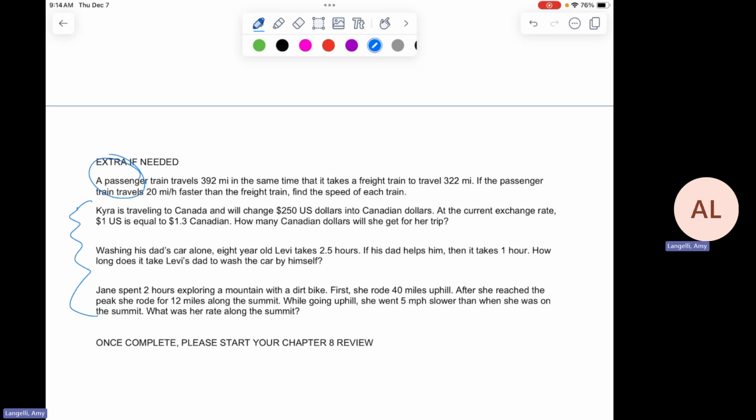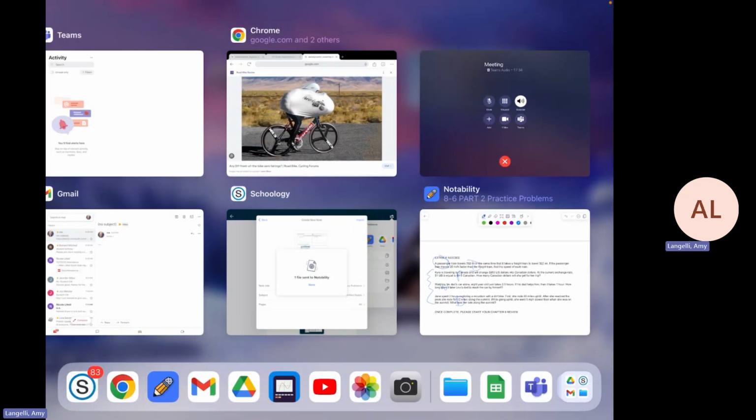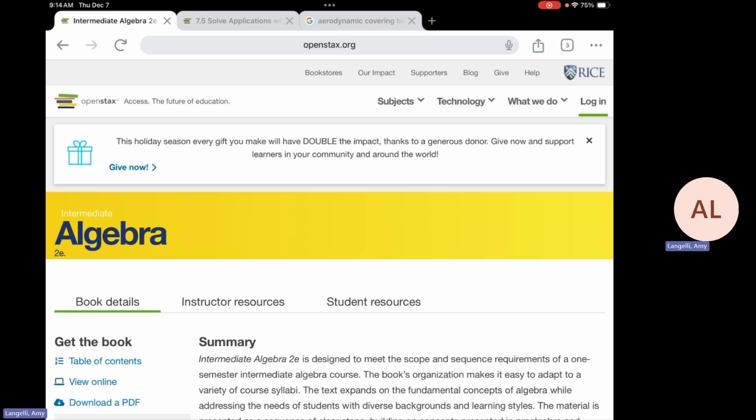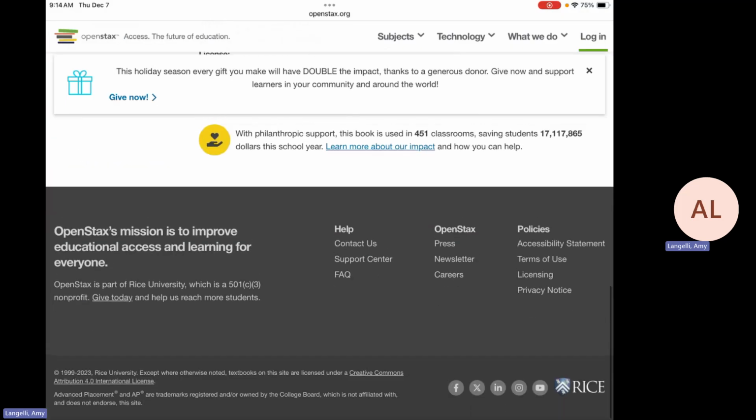So if you're struggling with work, I have a work problem here, another distance problem. I did a proportion problem, and there are extra problems if you want. I found them all from a free website that actually has a free Algebra 2 book. I'm not gonna take credit for all of them, but it's a free open source website, and I was like, I'm not gonna reinvent the wheel.